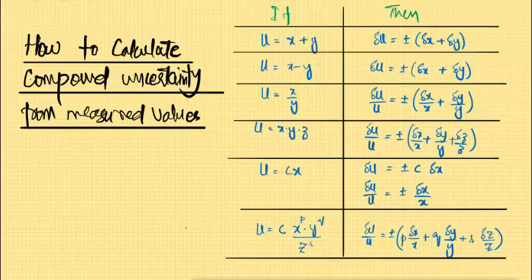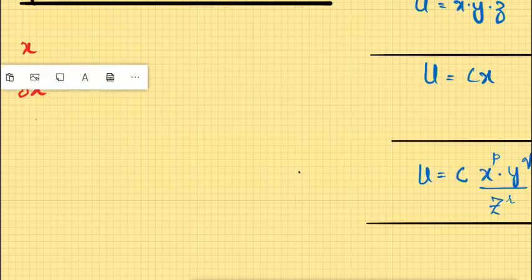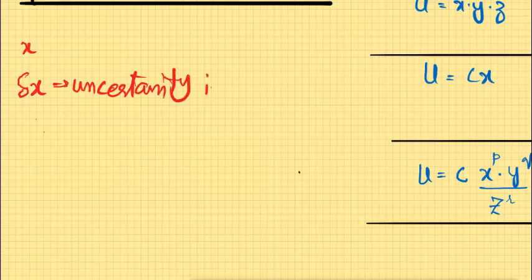Now, before I explain these formulas, I should explain how to read different terms. Have a look at this example. Let's say this is X. Then this sigma is going to be read as the uncertainty in X.